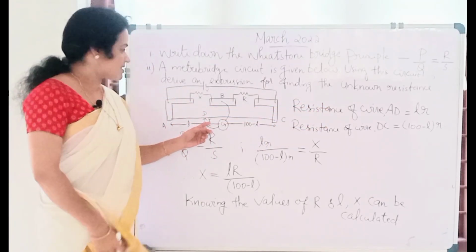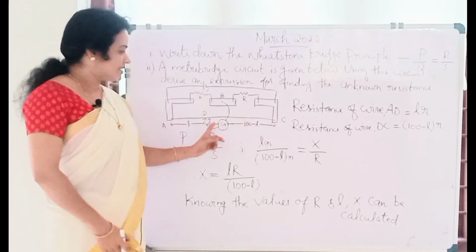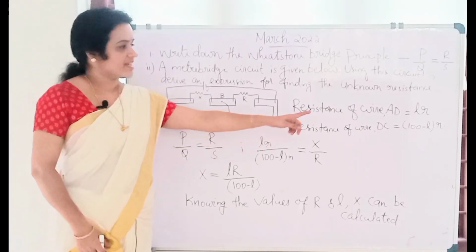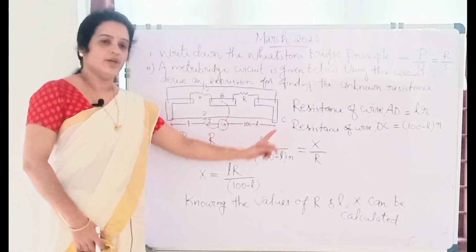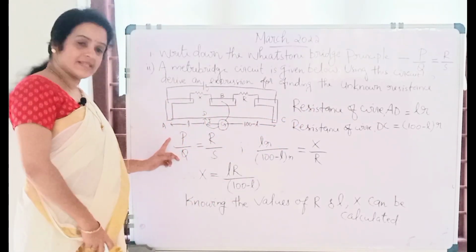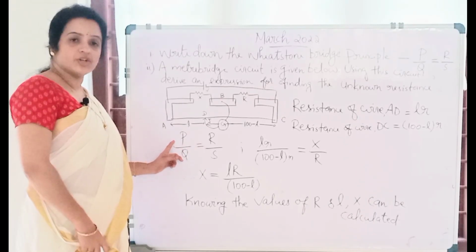Then, what about the resistance of DC? Here the length is 100 minus L. So, (100 minus L) into R is the resistance of the wire DC. Now, we can substitute the values in Wheatstone's bridge principle.